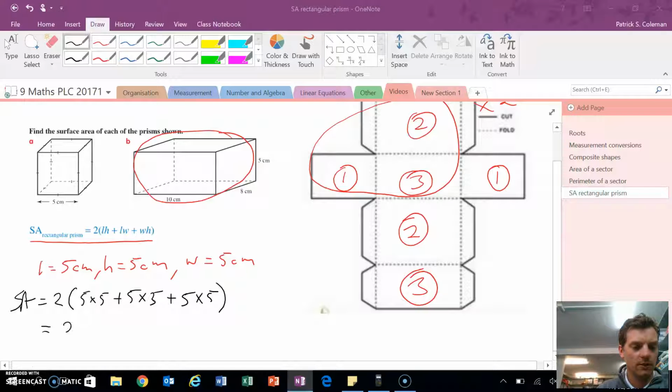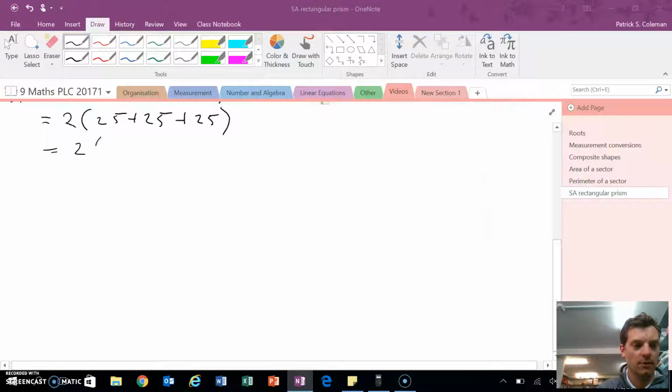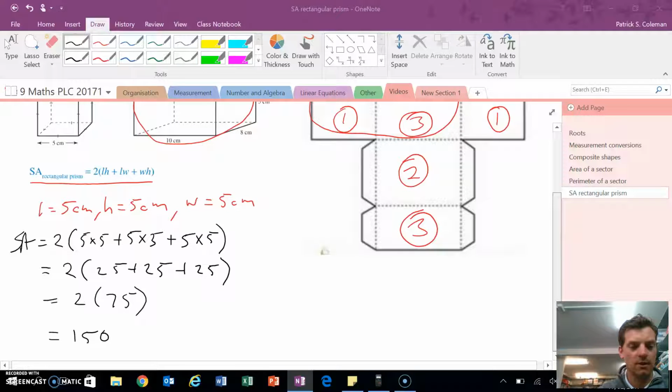So we'll just follow this all the way through. 5 5s are 25, plus 25, plus 25. So we add all those 25s together, we end up with 75. 2 times 75 is 150. And if we go back up here, we're looking at centimeters, and because we're talking area, it's squared. So there's our first example.